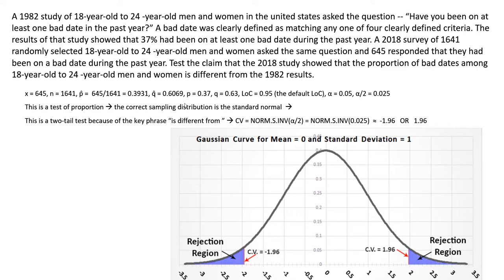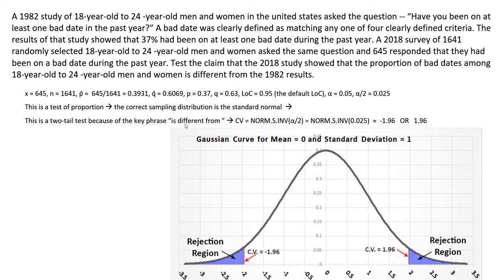So to test the proportion, the correct sampling distribution is the standard normal. This is a two-tailed test because of the key phrase, is different from. The irony is that if it said, is it the same as, it would also be a two-tailed test. Two-tailed tests are when you're testing to see if two things are equal or the same, or if you're testing to see if they're different or not the same. For the critical value, we have to use alpha over 2 because it's a two-tailed test and we're splitting up alpha into two tails.